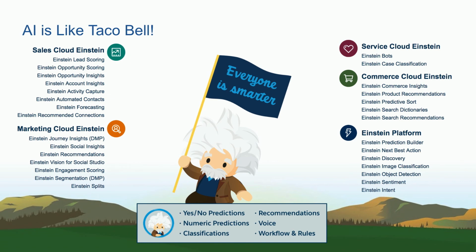Now, as I mentioned, Einstein forecasting is actually using a mix of two of these ingredients. So there is a yes and no question there. Yes or no, is this opportunity going to close or not? Well, we show that as a score to you, but in fact, the natural output to a yes and no question from a machine learning system like Einstein is a probability. So, is this deal going to close or not? And that would return, like, yes, this deal has a 25% chance of closing.